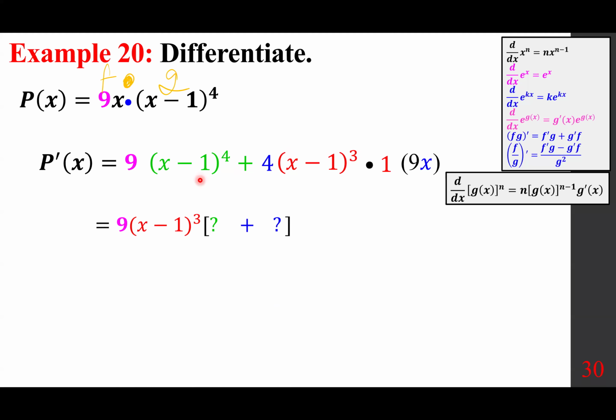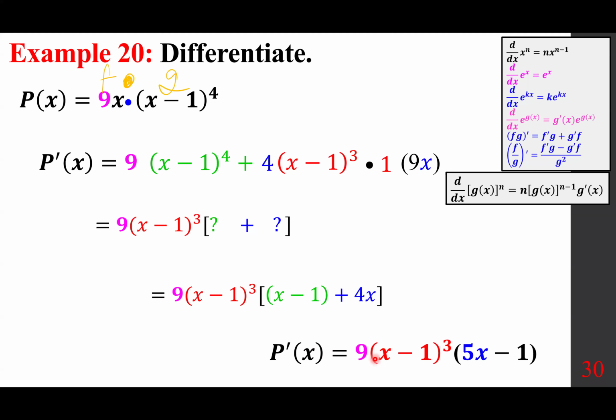And so if you divide this one by this one, it gives you x minus 1. And if you divide this one by this one, it gives you 4x. In the brackets, you can add up x and 4x to get 5x. The final answer becomes 9 times x minus 1 cubed times 5x minus 1. That is p prime of x.